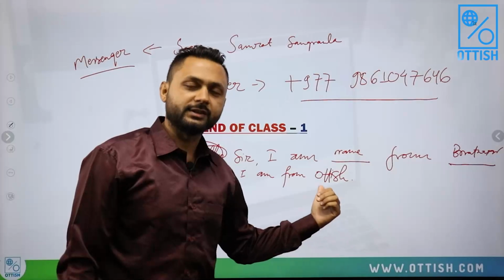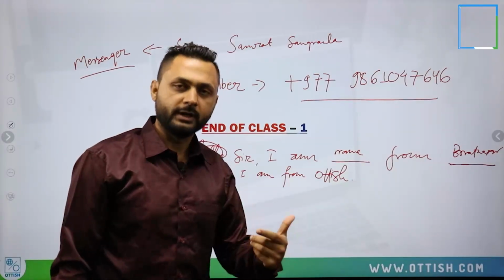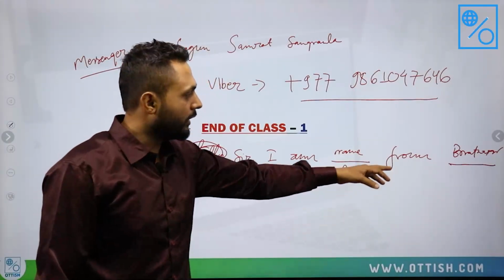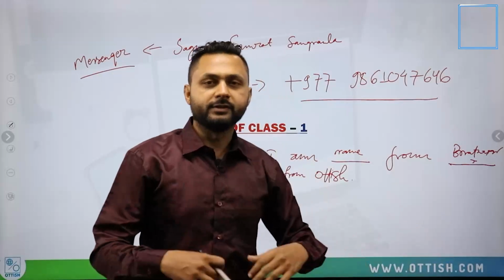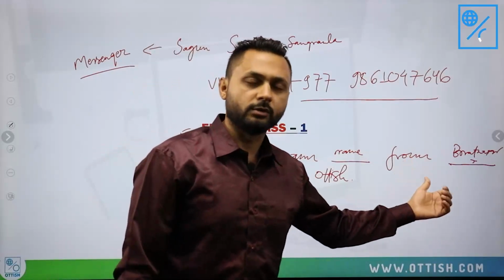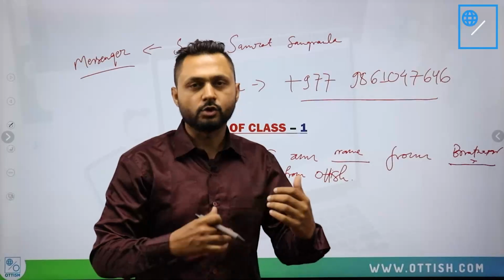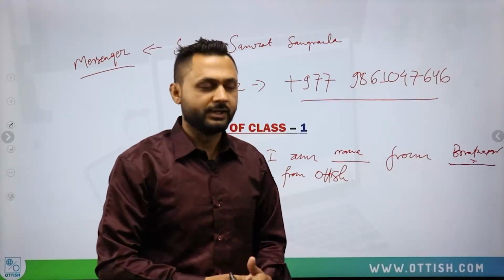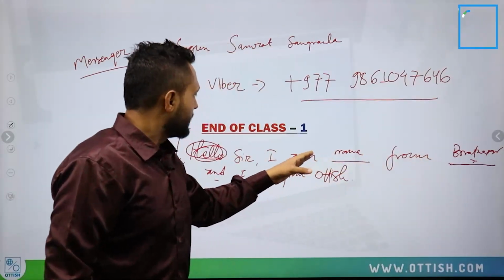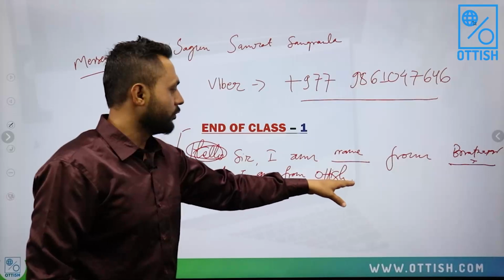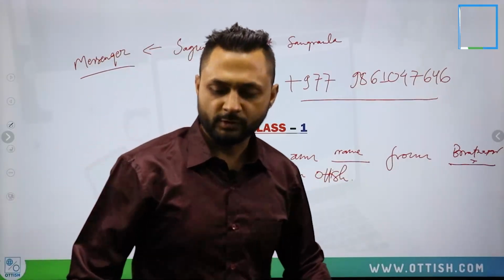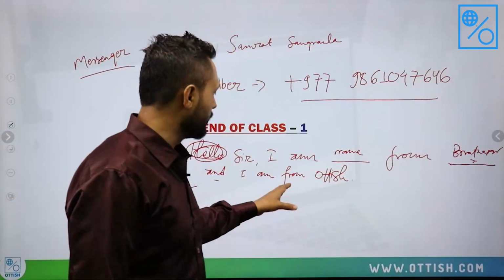Once I see this message, I will respond. I will respond to you. Now why is this place important? Because I keep visiting different places. For example, if you are from Biratnagar, when I am in Biratnagar I will contact you and we can meet and talk about your IELTS or further processes. So name, place, and I am from Otis. This is very important. So the first time you are sending me a text, I want this from you guys.